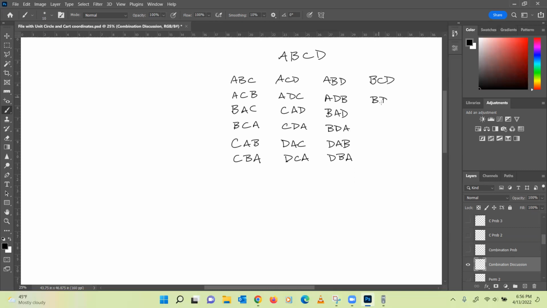We could swap the last two. We could start with D, swap the last two. We could start with C, or swap the last two. So you can see we've got 6 in each column for a total of 24 different options, which works great. And we can do that 4P3, and we would get 24.